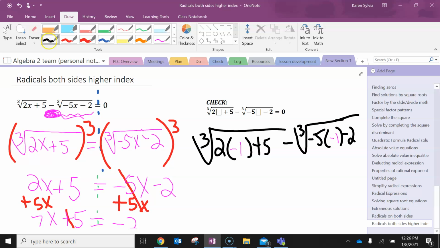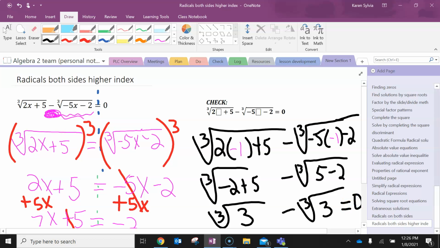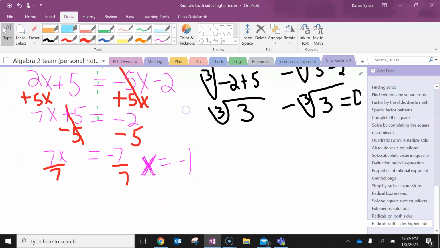So in here, I get the cube root of negative 2 plus 5, or the cube root of 3. In the second one, I get the cube root of positive 5 minus 2, which is the cube root of 3 again. So the cube root of 3 minus the cube root of 3, well, anything subtracting itself will give you 0. So it does check and work, which means my solution is x equals negative 1.